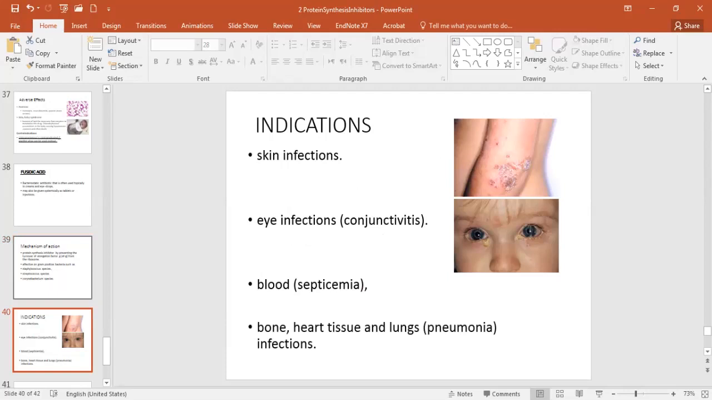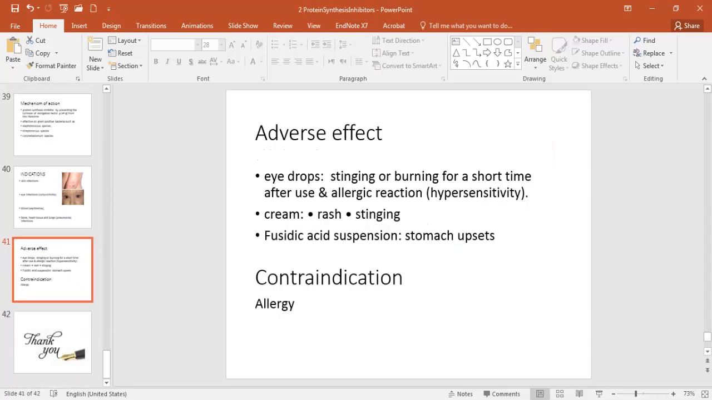Indications: skin infections. Most of the skin infections are caused by Staphylococci. Fusidic acid is a drug of choice in the form of cream or ointment. Eye infections, conjunctivitis, blood in the form of septicemia, bone infections, heart tissue and lungs, as in pneumonia or infections.